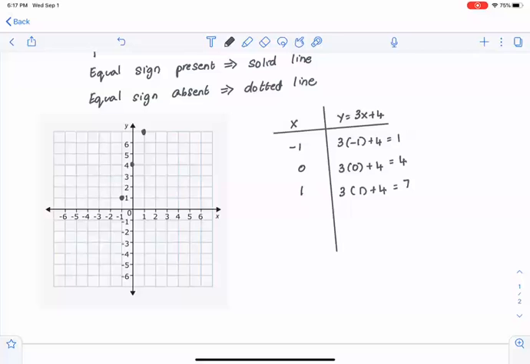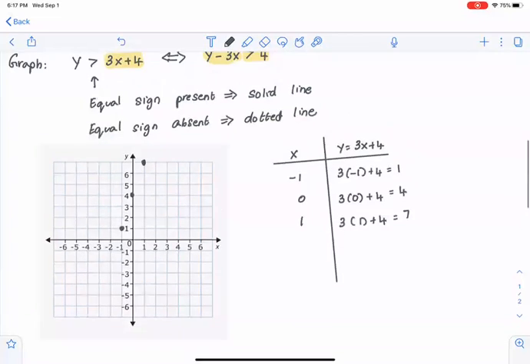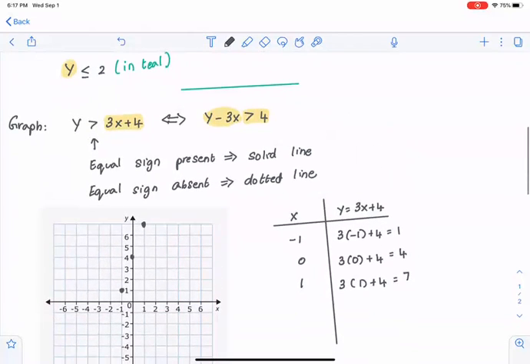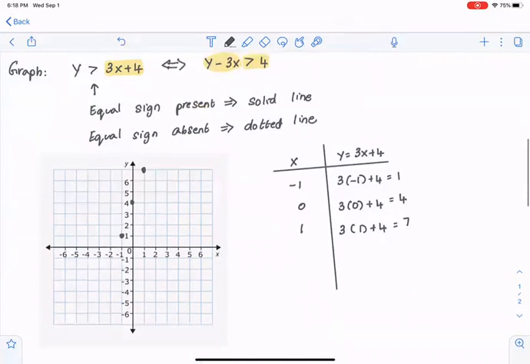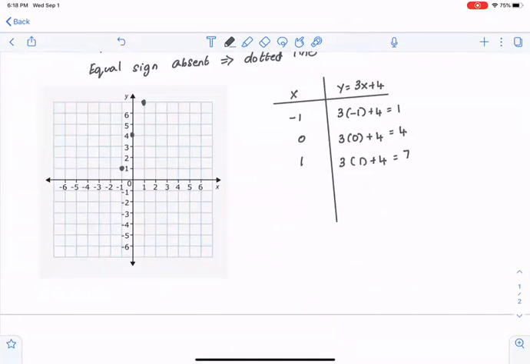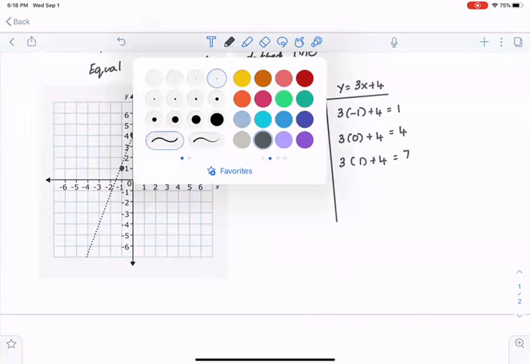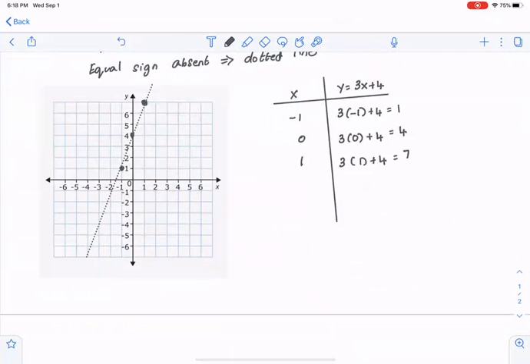Going to connect the dots, and you can see that we have a greater than sign. So I'm going to use a dotted line because there is no equal sign. Let's see if I can draw this properly. Close. I'll just make the dot bigger.